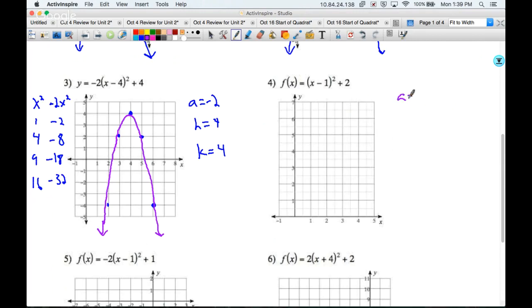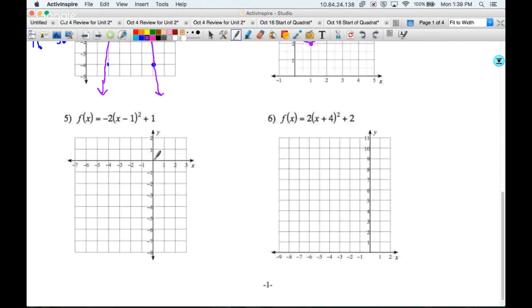Okay, here a equals 1, h equals 1, k equals 2, so the vertex is (1, 2). Go up 1 to both sides. Then I want to go up 4 from the vertex. Connect up our points. That's number 4.